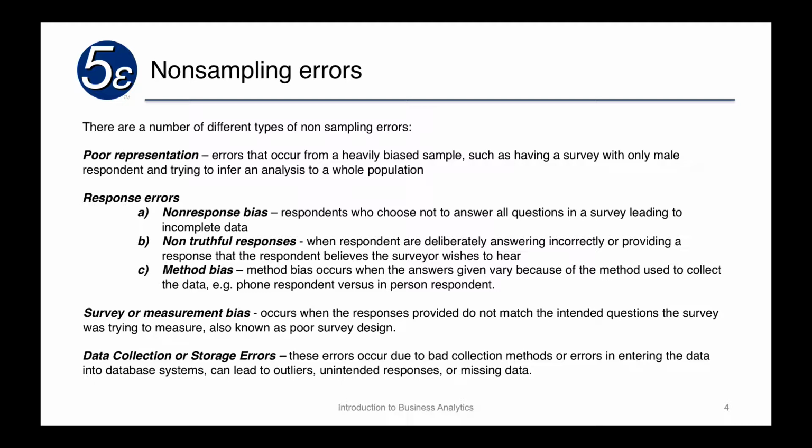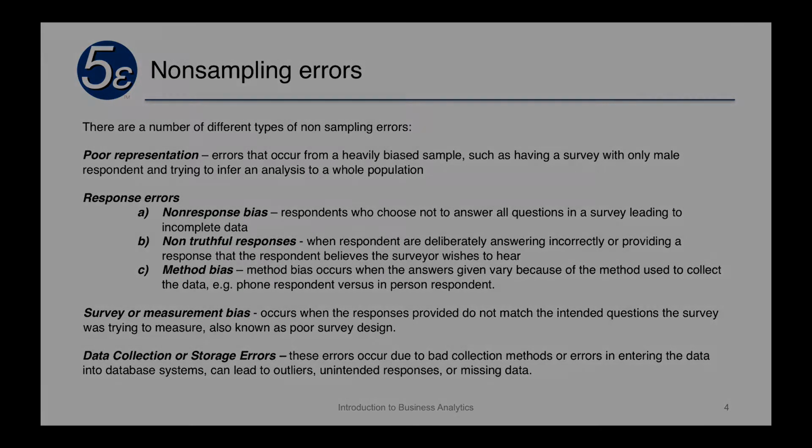Another problem is data collection and storage errors. These are just natural errors in terms of the overall process. They occur due to bad collection methods or errors in entering the data. So we know that sometimes people misenter or key in incorrect information. And sometimes we end up with corrupt data that occurs from various sources or various systems. And even sometimes systems accidentally will change information due to bugs in their data collection methods.